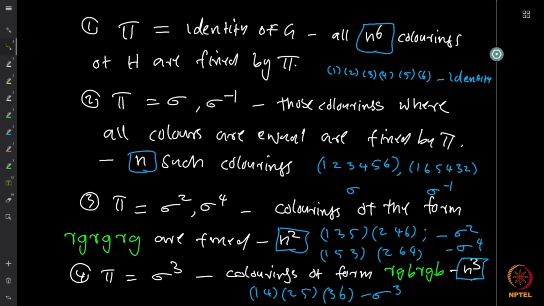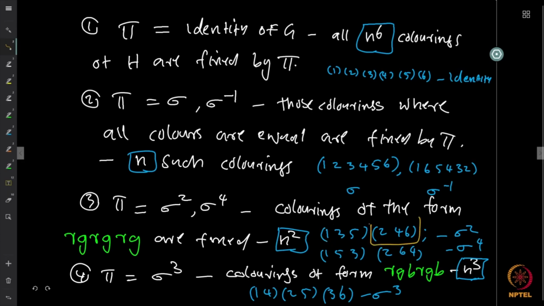So if 1, 3, and 5 are all getting the same color only, the rotation of 1, 3, 5, 1 going to 3, 3 going to 5, and 5 going to 1 will also be preserving the color, right? So therefore, the permutation will fix the color only if all elements in that particular cycle will get the same color. So therefore, this has exactly n choices because I am using n colors.